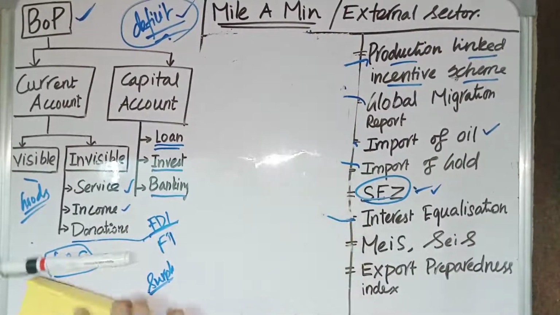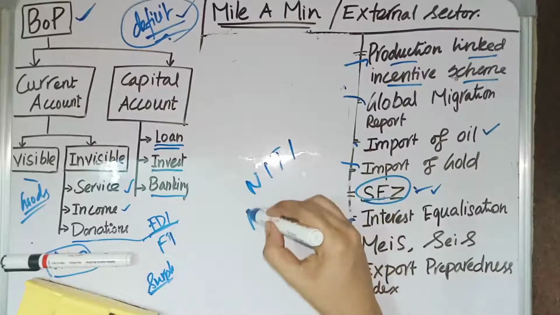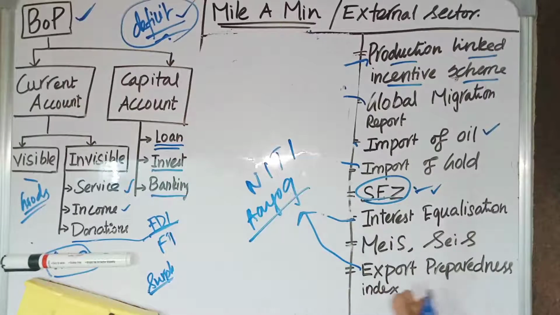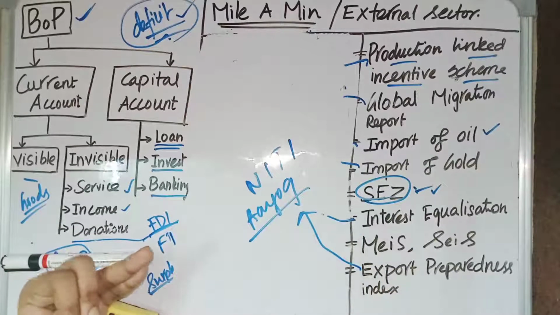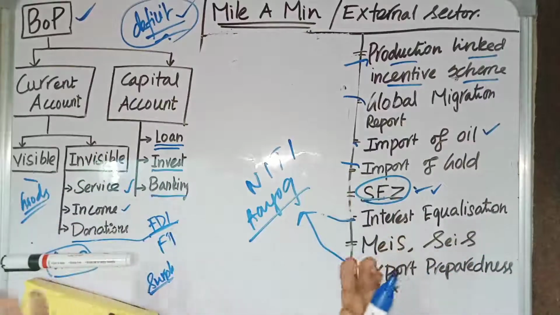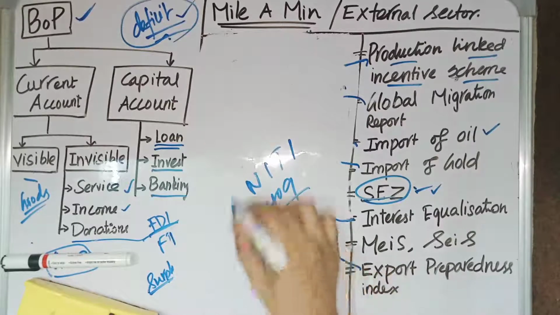Then we have Export Preparedness Index. This Export Preparedness Index is by Niti Aayog. Niti Aayog is the one which releases this Export Preparedness Index, and it ranks the states based on their preparedness for exports, based on how good the infrastructure is in the particular state for exports, and how good the connectivity is. Connectivity means road connectivity, sea connectivity, port connectivity. They see the connectivity, infrastructure and the ease of doing business. They check all these things and they rank the states. So this is done by Niti Aayog.